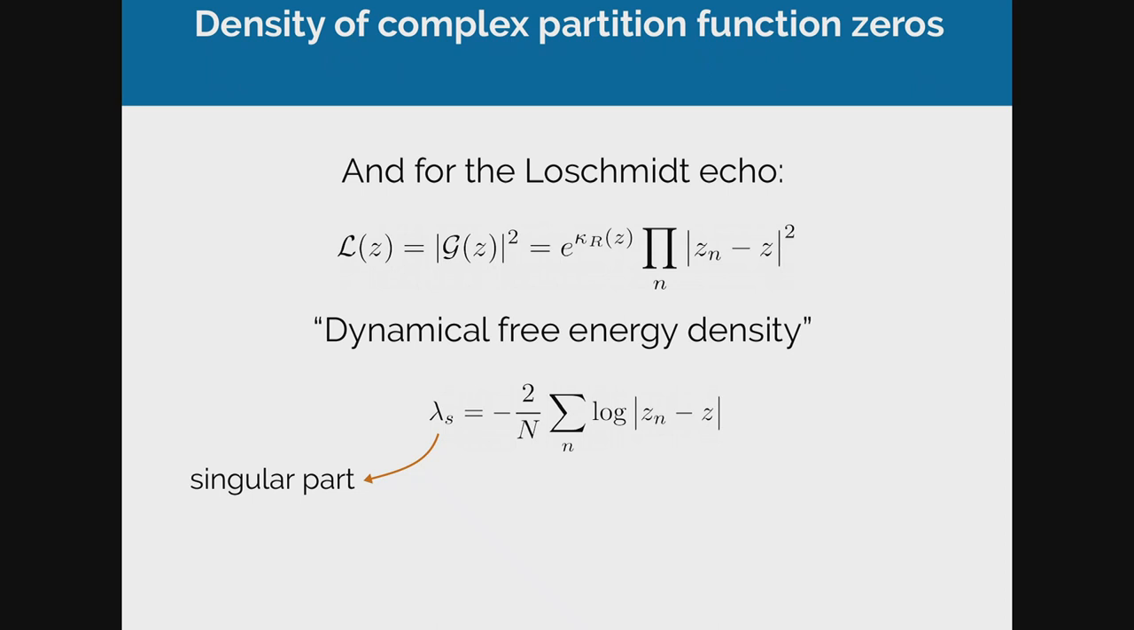Again, this is a formal identification. This is not a thermodynamic property. It is defined as the logarithm of this L of Z and then dividing by the number of degrees of freedom. Now we will ignore completely the smooth part here because we are only interested in non-analytic contributions. So we only consider the product involving the zeros. Taking the log of a product, we can rewrite this as a sum of logs. I hope this is somehow obvious when we are interested in the singular part here.